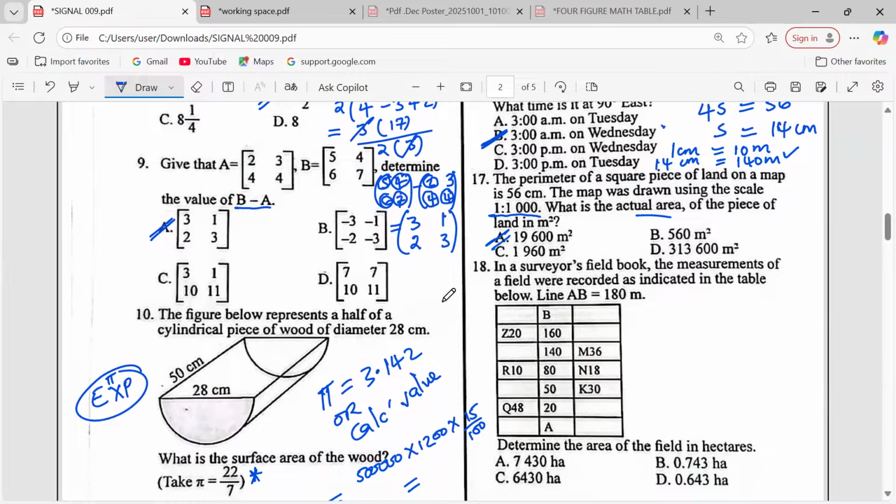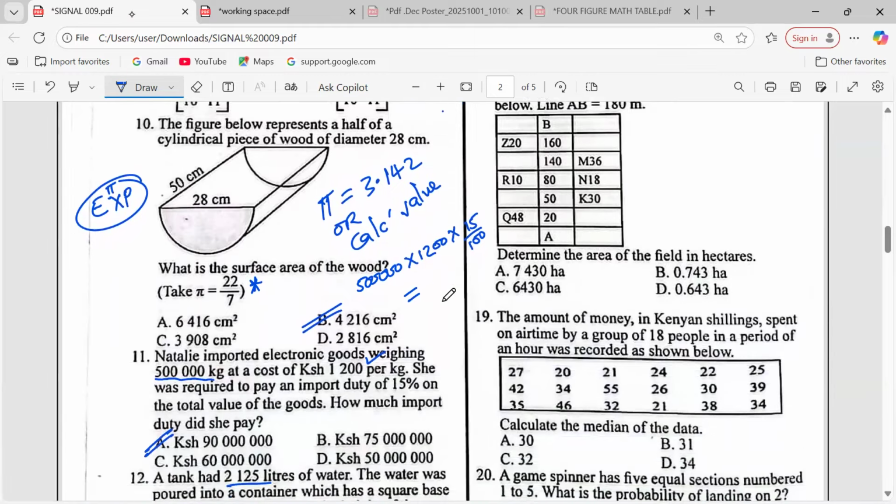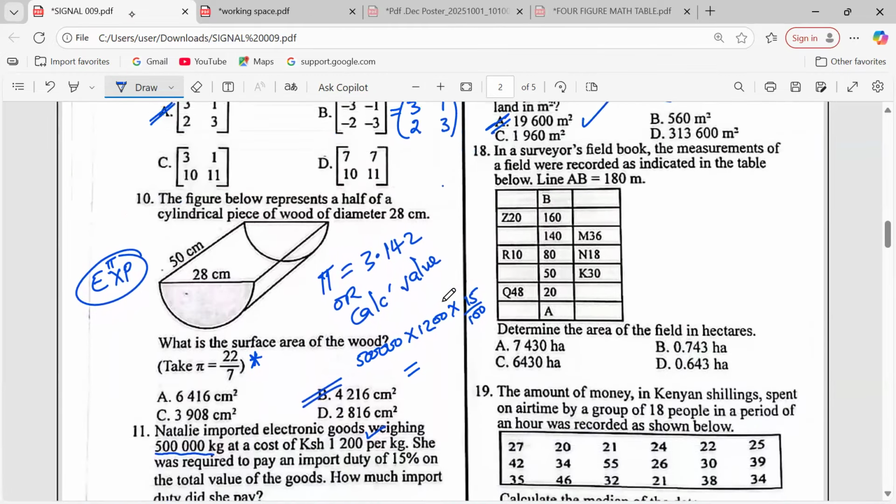19,600. So A is the right answer. 19,600. That's it.